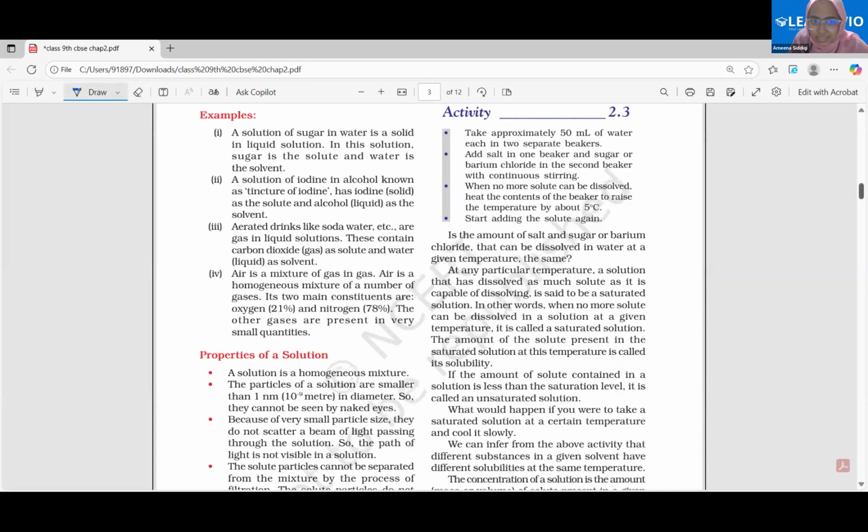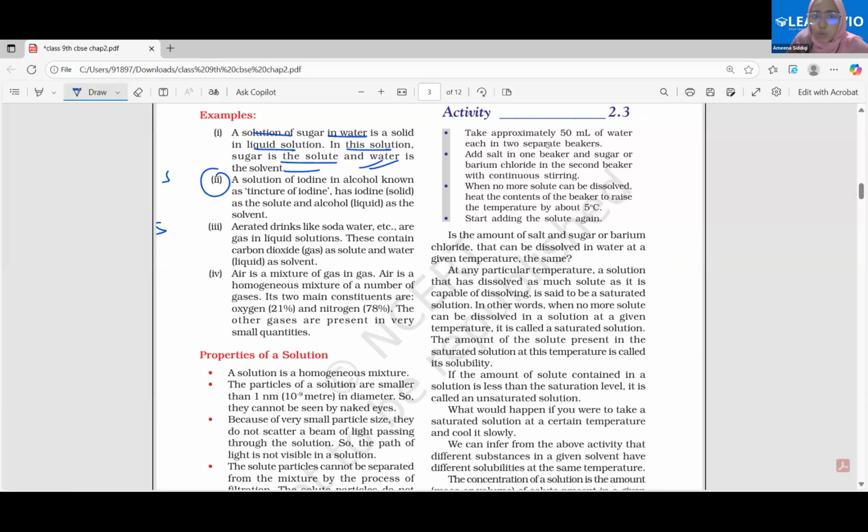Quickly come to the examples discussed in the book. Solution of sugar in water is a solid in liquid solution. The state of the solute and the solvent could be different, but the state of the solution is generally determined by the state of the solvent. I repeat, the state of the solution is generally determined by the state of the solvent. In the case of water and sugar, the solvent is water. Therefore, the solution will come out to be liquid because the solvent is liquid. Are you getting this? Fine. In this solution, sugar is the solute and water is the solvent, already discussed.